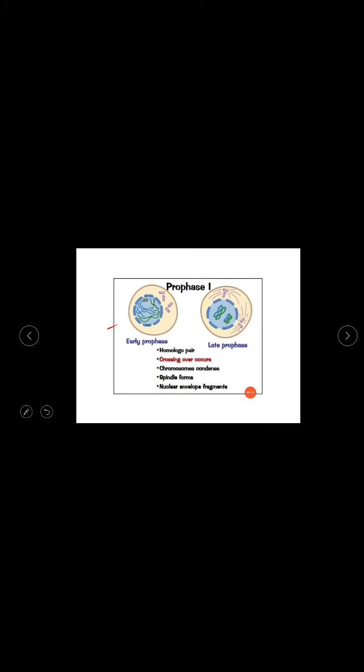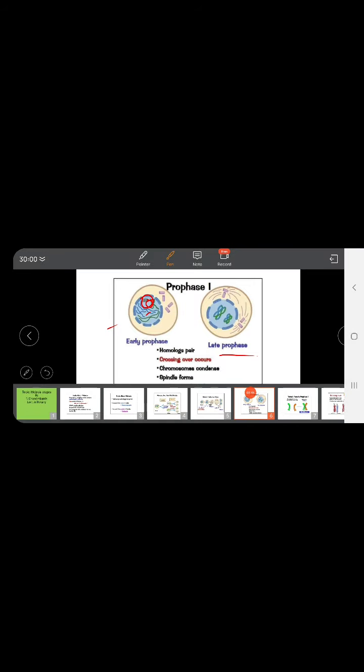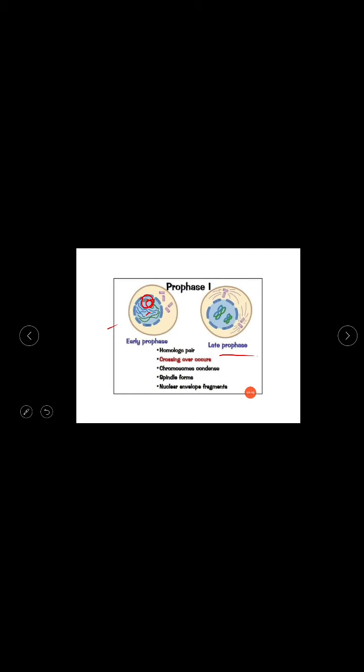This is the early stage of prophase 1, where we observe pairing chromosomes in the lower side, and a proper nucleolus is present here. In the late phase the nucleus is completely absent. Here the nucleolus is present, and here the nucleolus is absent. We can observe the chromosome pairing here, and the nucleolus is absent. This is the early prophase and this is the late prophase.